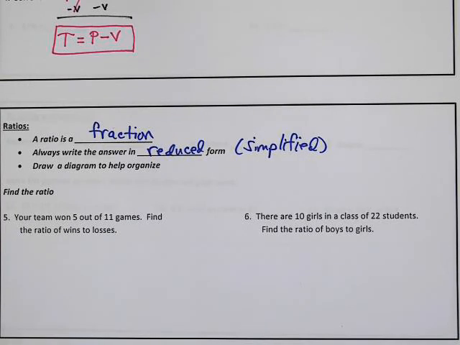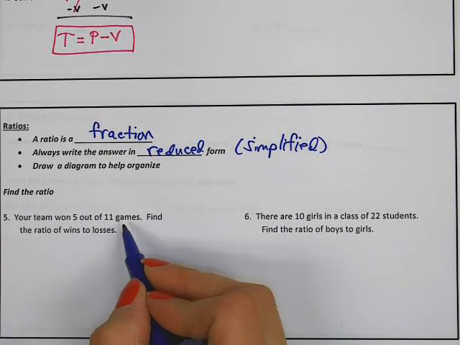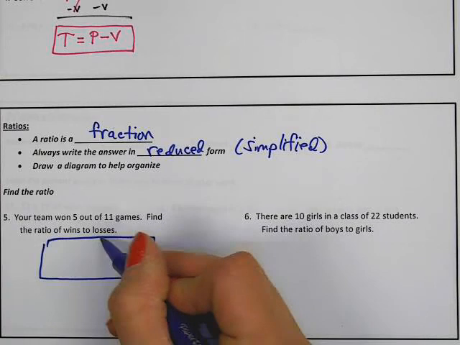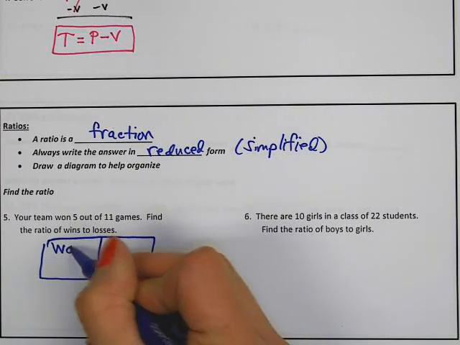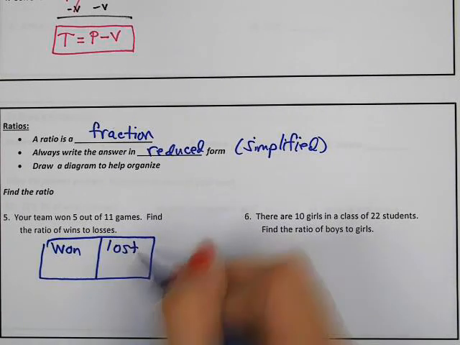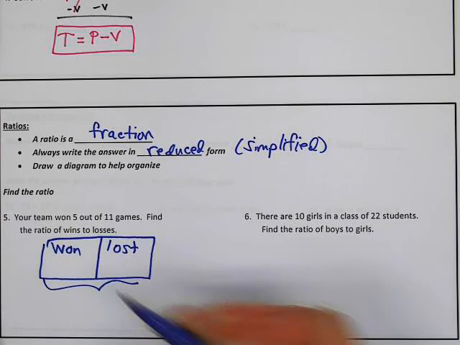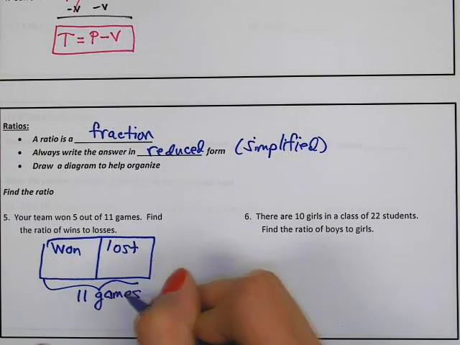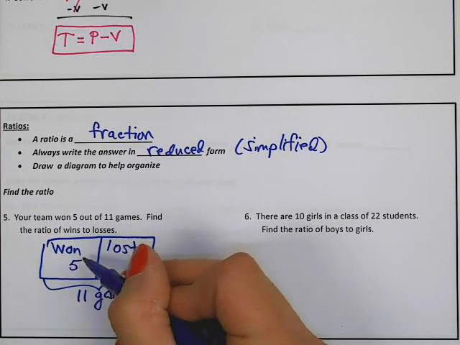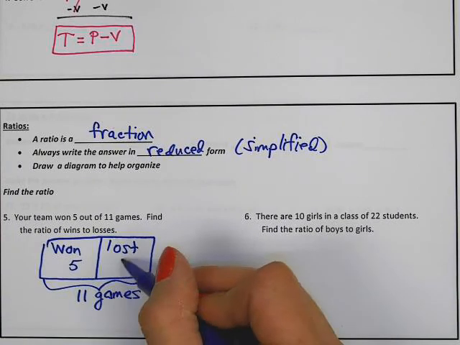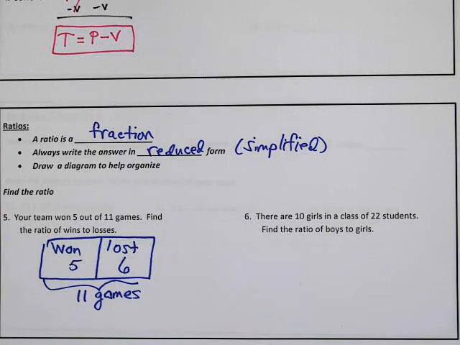Your team won 5 out of 11 games. Okay, so the diagram looks something like this. I played a lot of games. I won some of the games, and I lost some of the games. Okay, but all together, how many games did I play? I played 11 games. So 11 games is the total. We won 5 of them. How many did we lose? 11 minus 5. We lost 6 of them. Don't worry, we're going to try to get better.